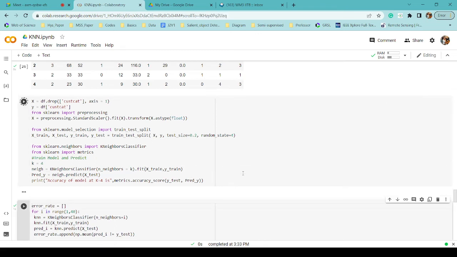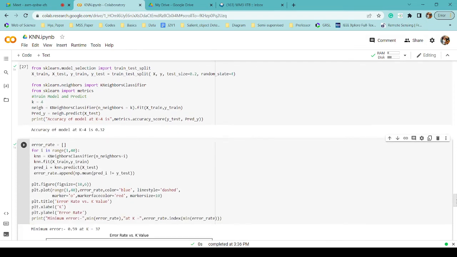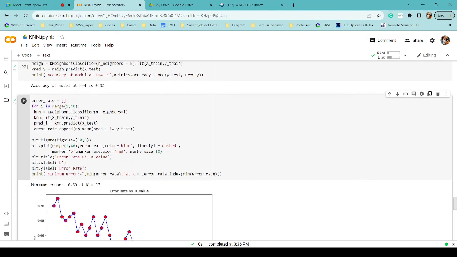I've already run this. My accuracy of the model at k equals 4 is 0.32, which I don't know is good or not. It's just a random number which I wanted to try, to see what the accuracy of the model would be. The main concern is how we have to define the value of k.